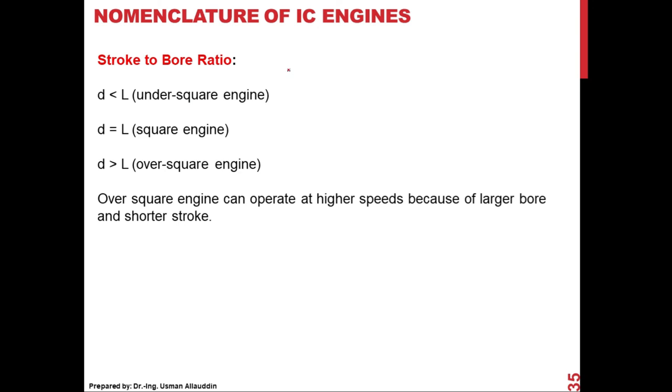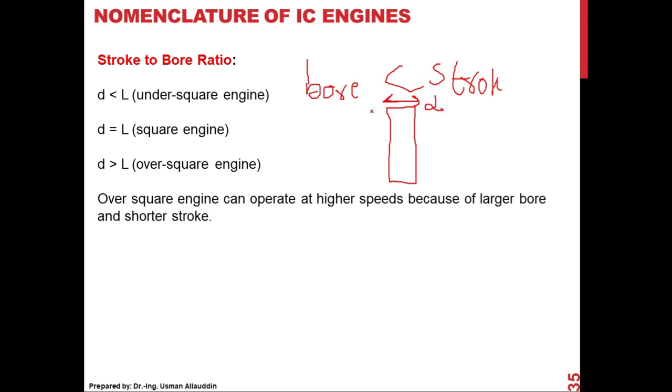On the basis of stroke to bore ratio, if D is less than L, that is the bore is less than stroke, like we have something like this. As you can see here, this is the bore D, and bore is less than stroke. So this is the under square engine. And when we have the square engine, we have bore equal to stroke. Then when D is greater than L, it will be an over square engine.